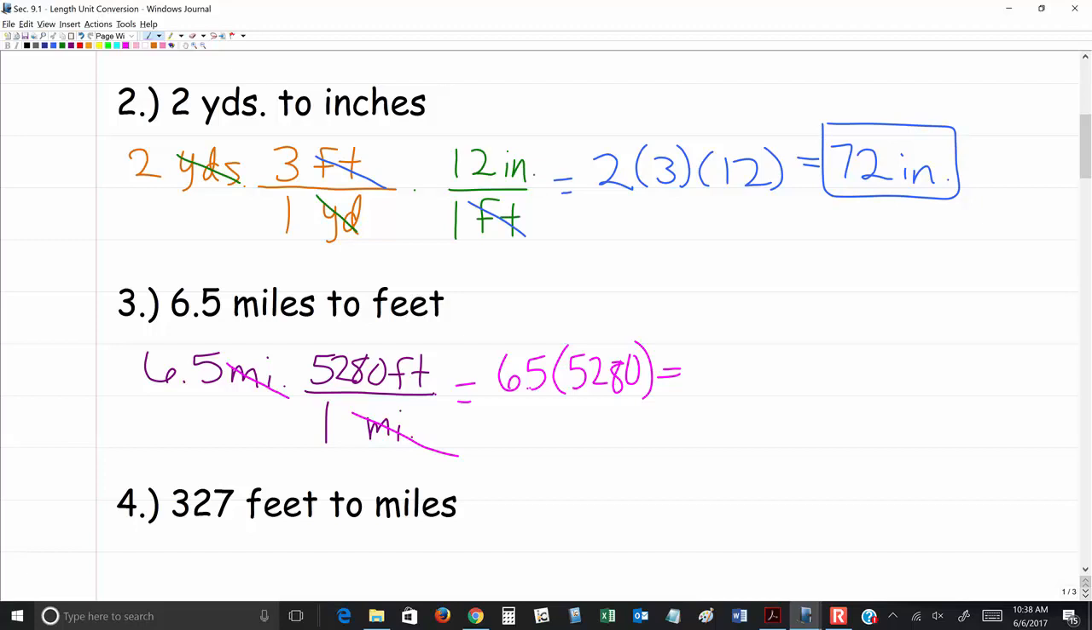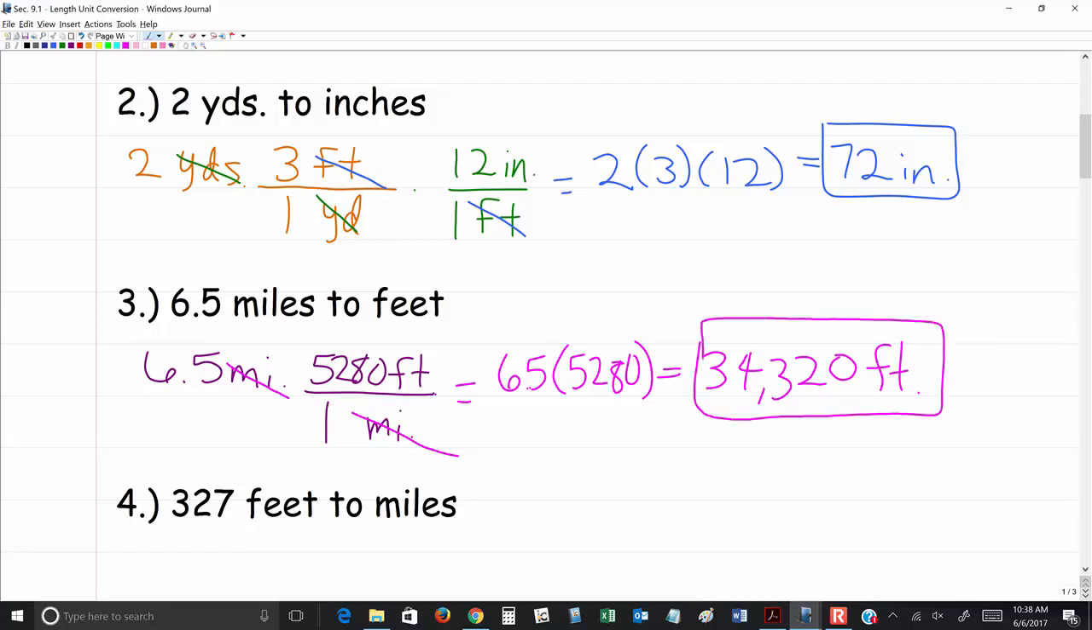So that is 34,320 feet. As you can see, you're definitely going to want to have a calculator for tomorrow's quiz, right? For sure.